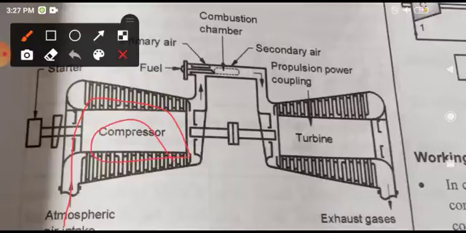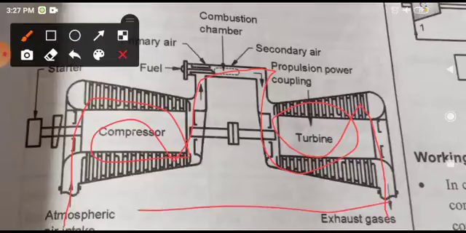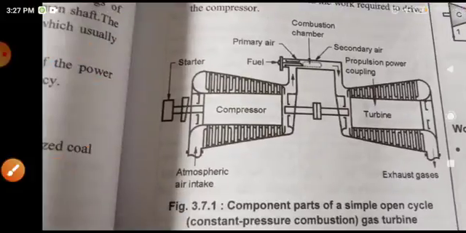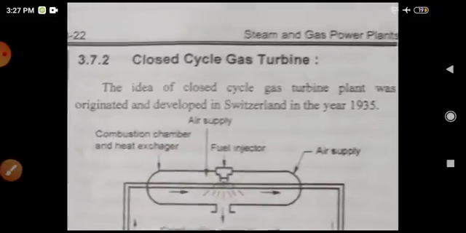You see that the exhausted gas is not utilized many times. It is just exhausted to the atmosphere where it is taken from. Okay, now let's see another type, that is the closed cycle gas turbine.